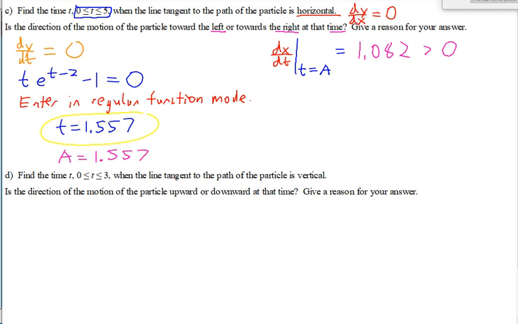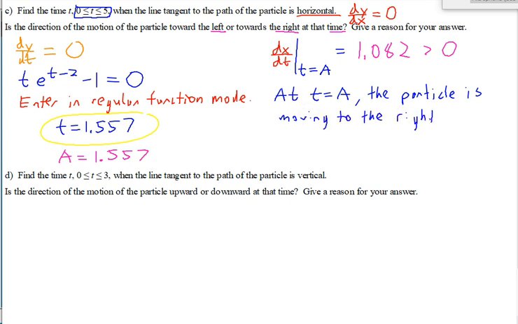So we can say that t equals a. So to give a reason for the answer, the particle is moving to the right. And then your justification would be since dx/dt at t equals a is greater than 0.